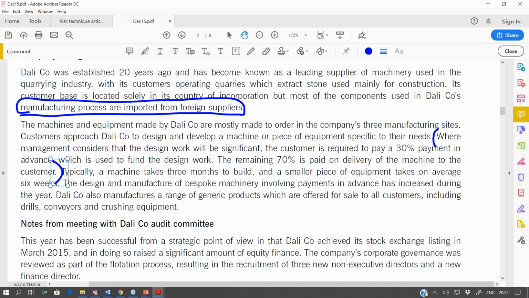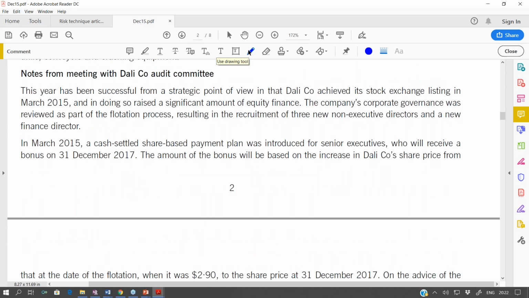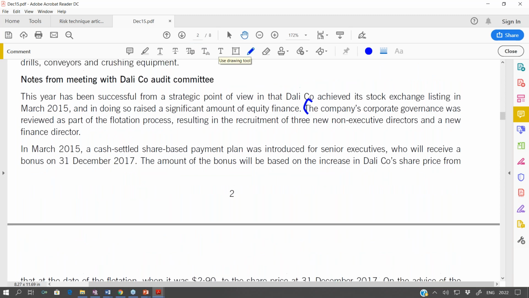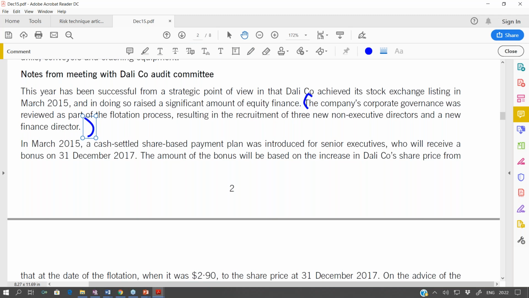Okay, let's go down then and find the next paragraph. See this paragraph here. From here to here. Just read it. The company's corporate governance was reviewed as part of the flotation process, resulting in the recruitment of 3 new non-executive directors and a new finance director. So will that ensure a very strong monitoring of the systems? If the finance director is new, will he take time to settle down? Right? So do you believe that anything new takes time? So will there be weak monitoring because they have less experience of the company? So will that give us another 2 marks?